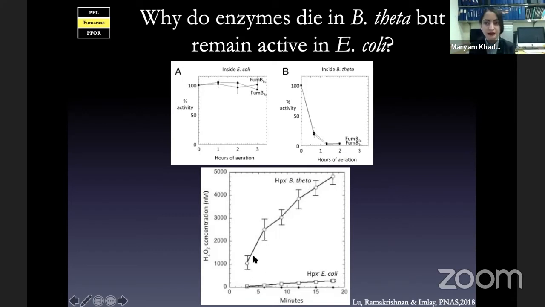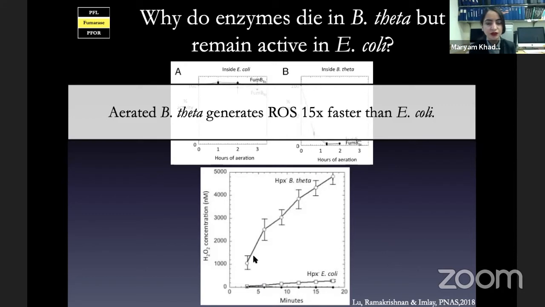And if you look at the slope of these two graphs, they came to the conclusion that aerated B. theta generates 15 times more ROS than E. coli. Here it was hydrogen peroxide that was measured. That is a very big difference. It means that there is an enzyme, or there are enzymes, that are so willing to give away their electrons that when oxygen comes around, it can easily take the electrons away and produce hydrogen peroxide and superoxide.